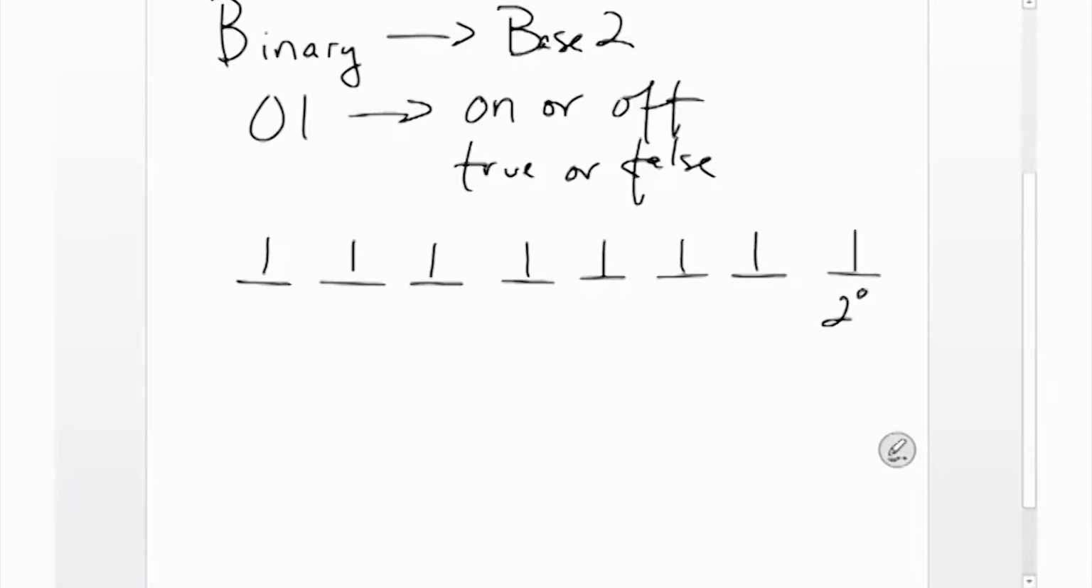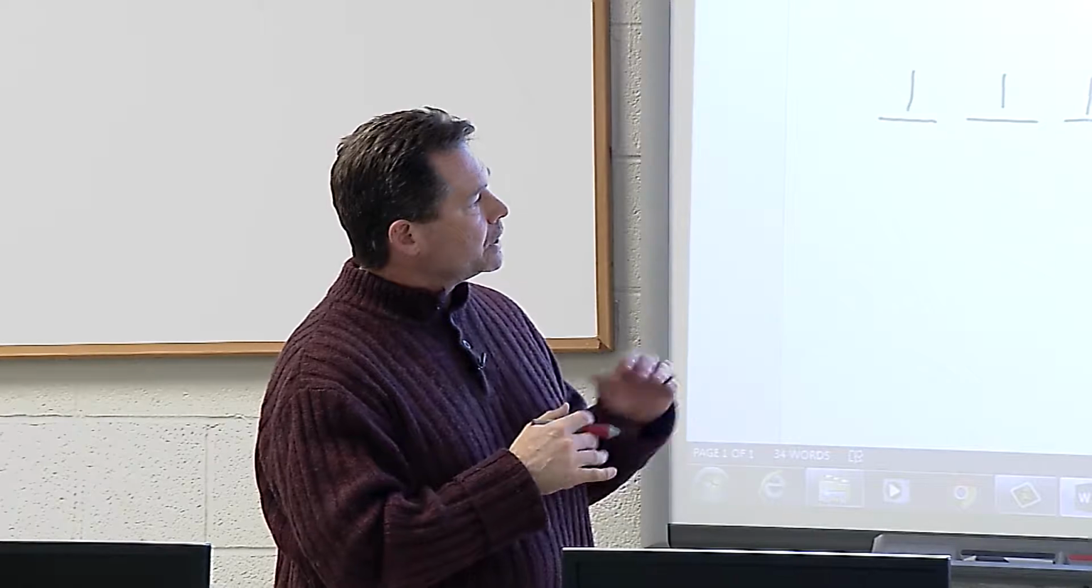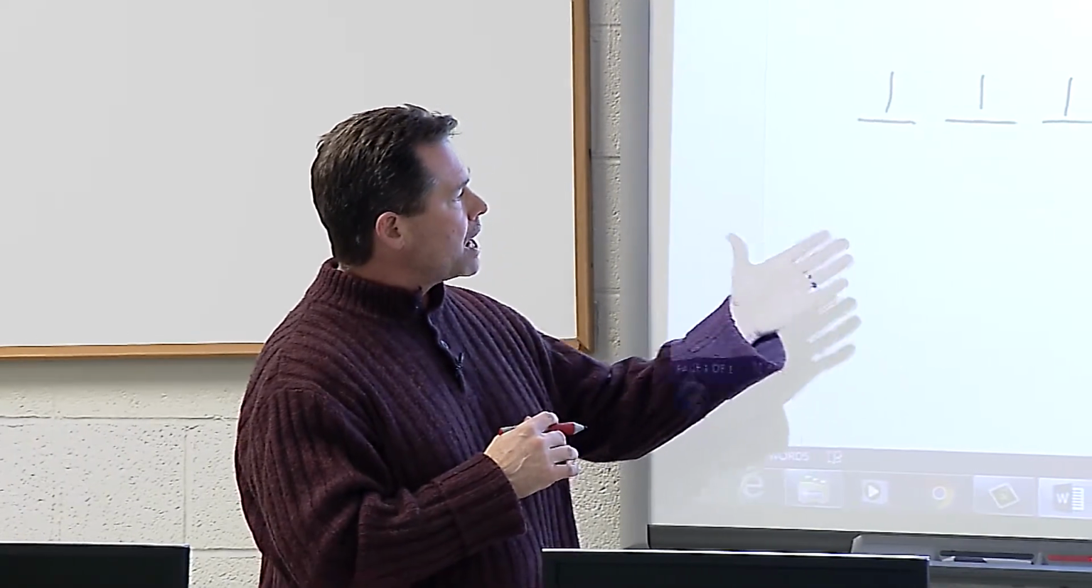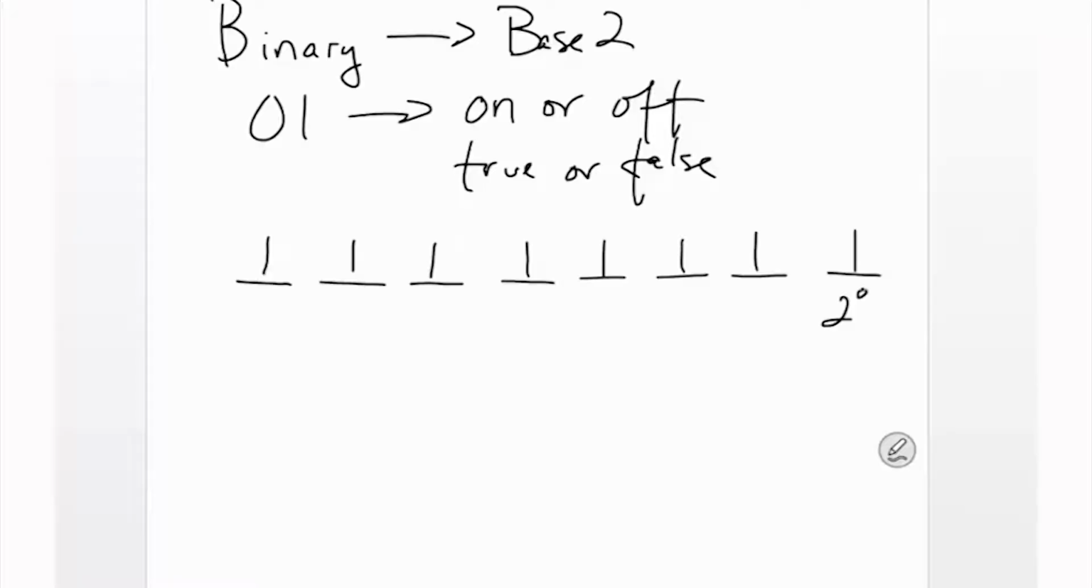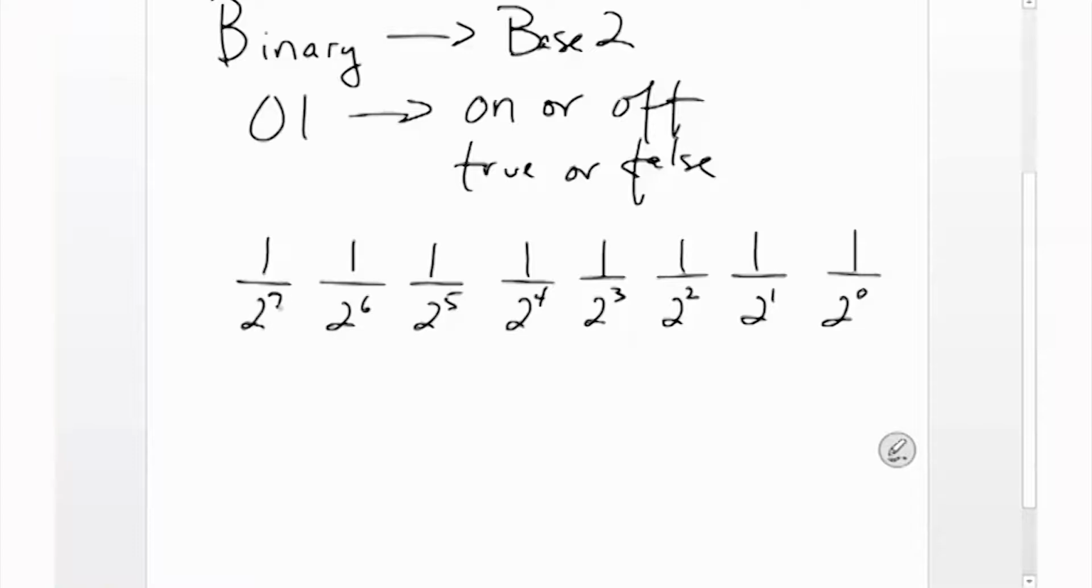This is going to be 2 to the 0, and if you watch the previous video, you'll see why these exponent values work and how they work. 2 to the 1, 2 to the 2, 2 to the 3, 2 to the 4, 2 to the 5, 2 to the 6th, and 2 to the 7th. Now, if we calculate each one of these exponentially, this is going to be 128. In terms of a decimal value, this is going to be 64, 32, 16, 8, 4, 2, and 1.